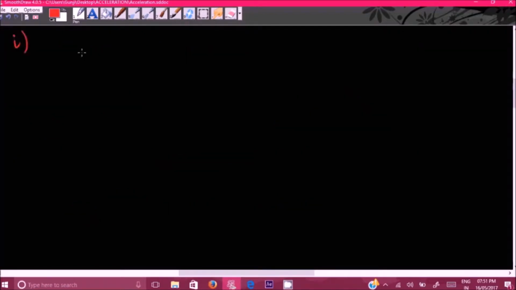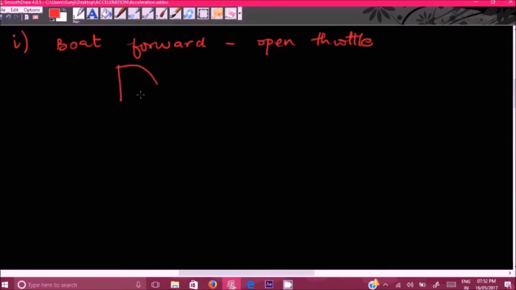First scenario, the boat is traveling in forward direction and you open up the throttle. This is the boat. Since the boat is traveling in the forward direction, the velocity vector will point in the forward direction. You open up the throttle, that means the boat will accelerate in the same direction it is currently moving in. So the acceleration vector will also point in the forward direction.